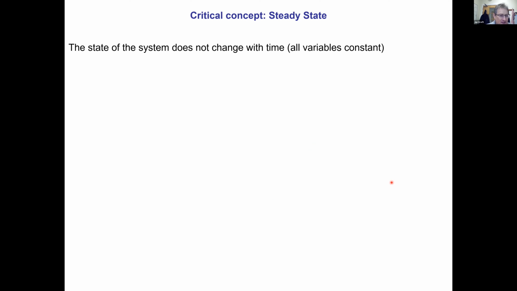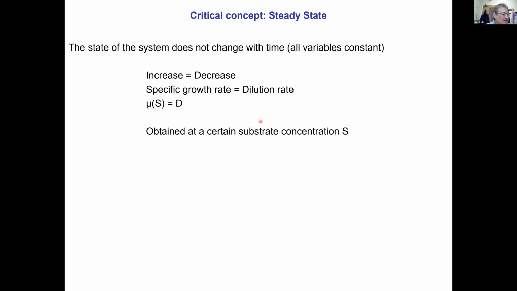So this steady state is an important concept, so I'll try to explain this a little bit more. In the steady state, it comes about because any increase is balanced by a decrease. In this case, our specific growth rate is the same as the dilution rate. And this is the case at a particular substrate concentration, because the growth rate depends on substrate concentration. At a particular substrate concentration, it can be equal to the dilution rate. And that is the substrate concentration you'll find in the system in steady state.